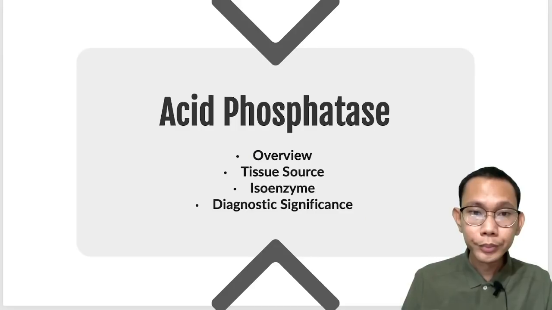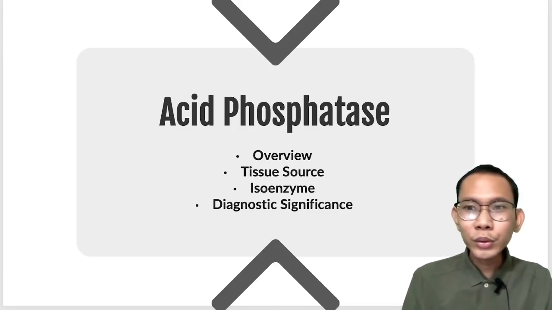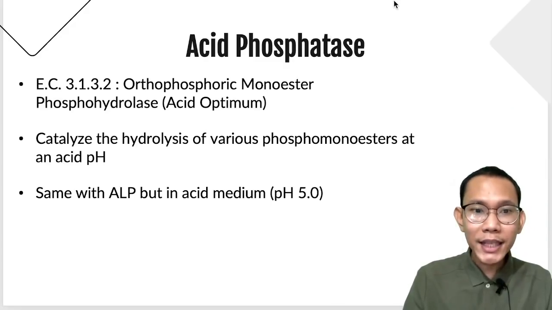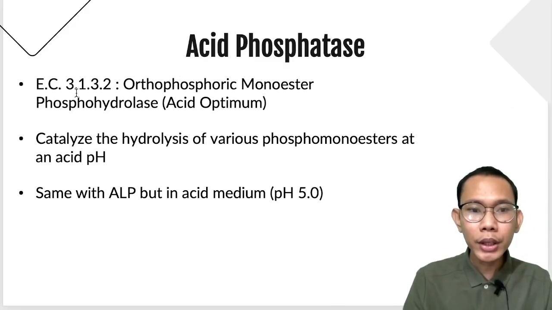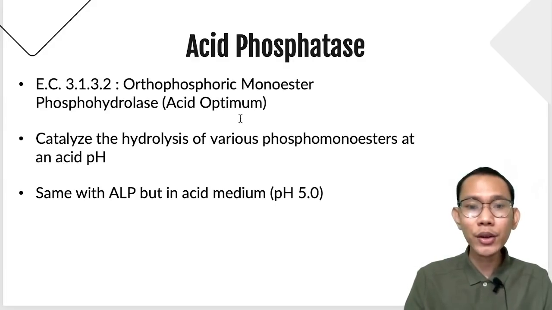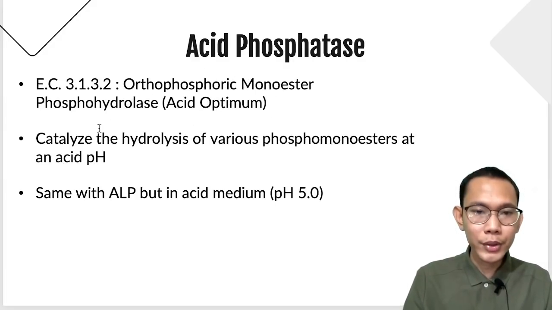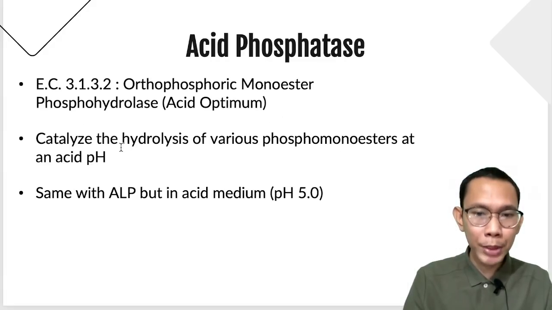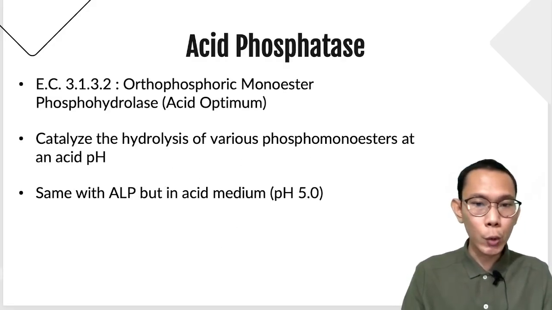Okay. We are down to our last enzyme for your phosphatases. This is now your acid phosphatase. So again, your acid phosphatase, enzyme nomenclature number 3132, or your orthophosphoric monoester phosphohydrolase, or you're using your acid optimum. So it catalyzes the hydrolysis of your phosphomonoesters at an acid pH. Again, similar reaction with your alkaline phosphatase but in acidic medium with a pH of 5.0.